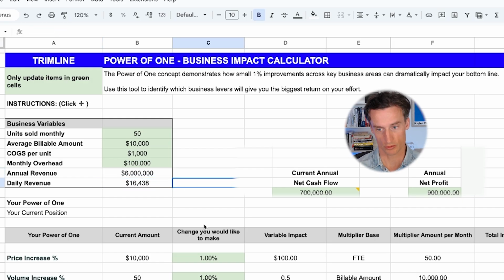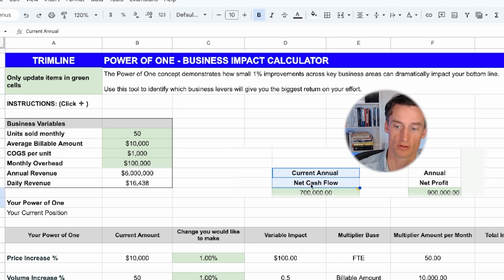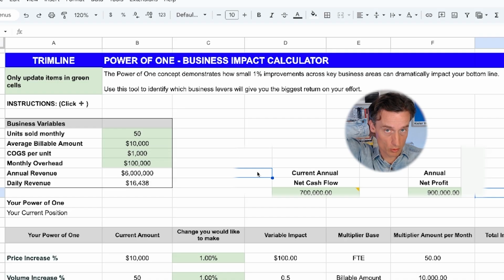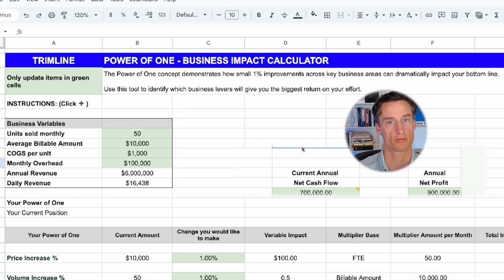So this is where it gets interesting. The final two things you need to enter are your current annual net cash flow. So if you go to the statement of cash flows for the past 12 months, in Xero reports, you'll be able to get a statement of cash flows. Have a look at what the past 12 months number is, and also throw in your past 12 months net profit. So this will be from your net profit for the past 12 months, and this will be your statement of cash flows. You can see profits are higher than net cash flows.